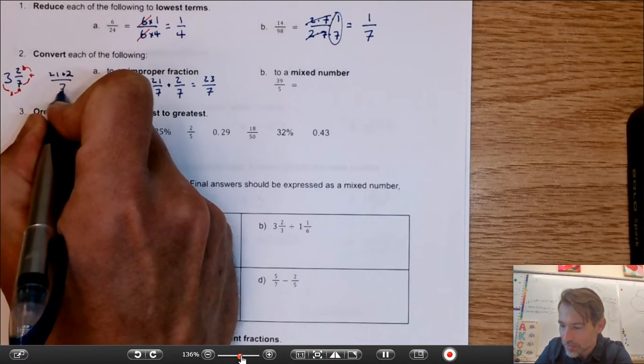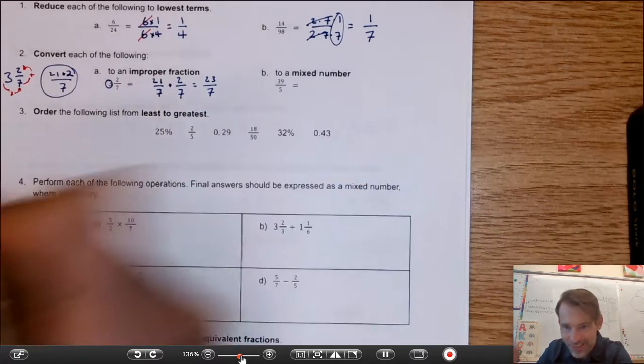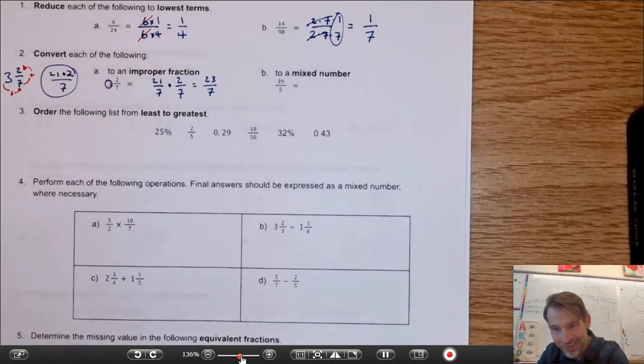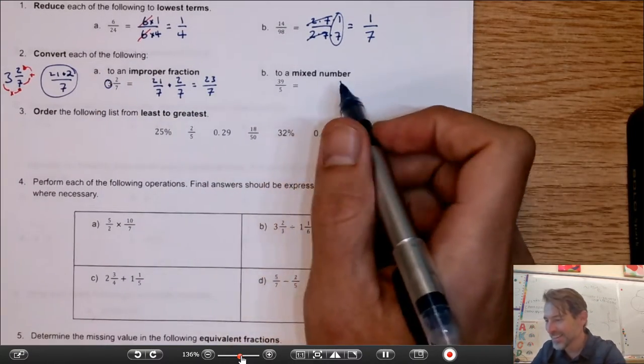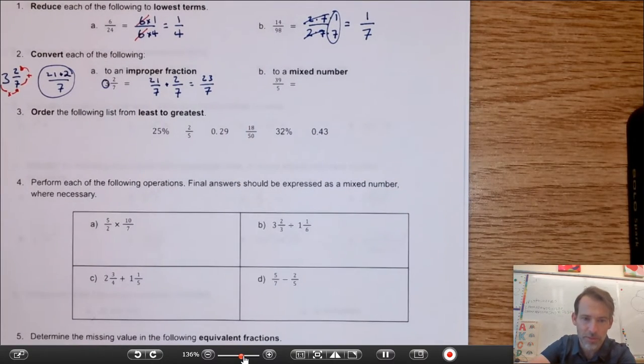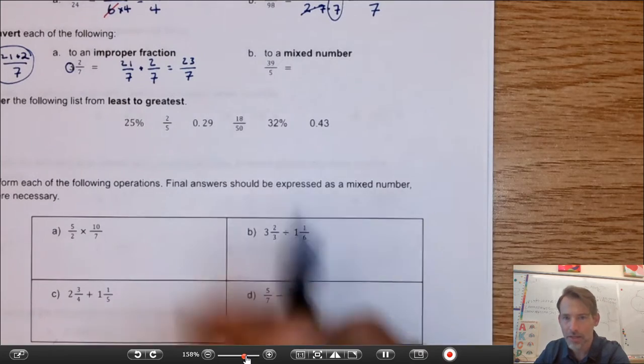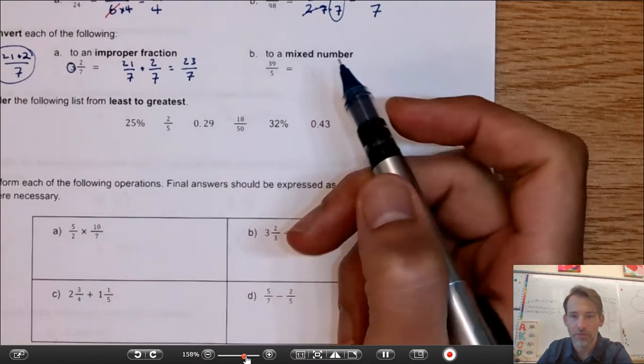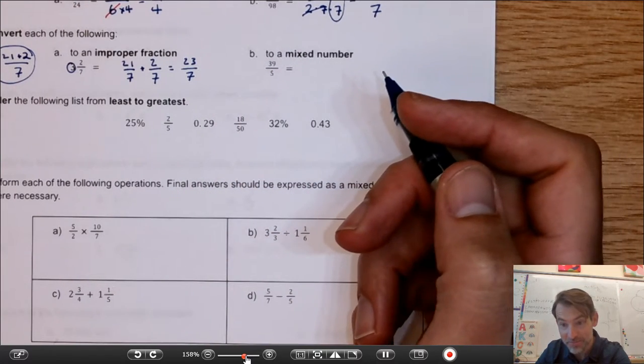And then you keep the 7 on the bottom. That's one little method you can do to do these. Okay, now, if we want to convert this to a mixed number, let's just go a little bigger here. I think you'll like that. Okay, 39 over 5. And we want to write this as a mixed number.